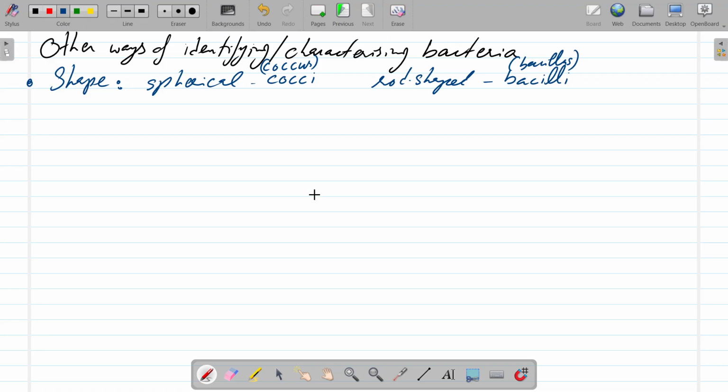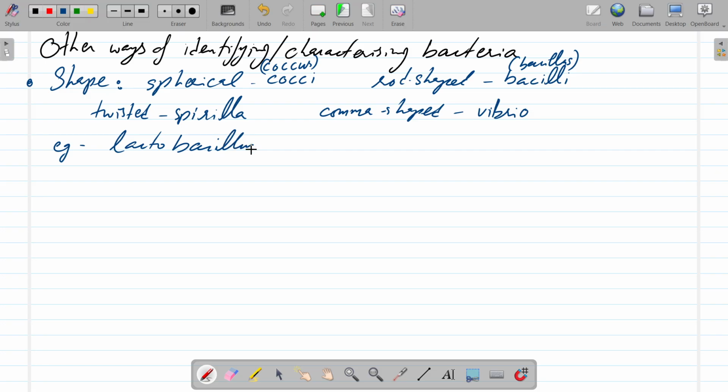And then they could be twisted, in which case they're called spirilla. Or they could be comma shaped, in which case they're called Vibrio. Right, and so you might come across names such as lactobacillus, and this is in the production of yogurt, right, so lactobacillus and staphylococcus. And so this is actually telling you the shape, right? So these guys are rod shaped, these guys are spherical, and then, right, Vibrio cholerae.